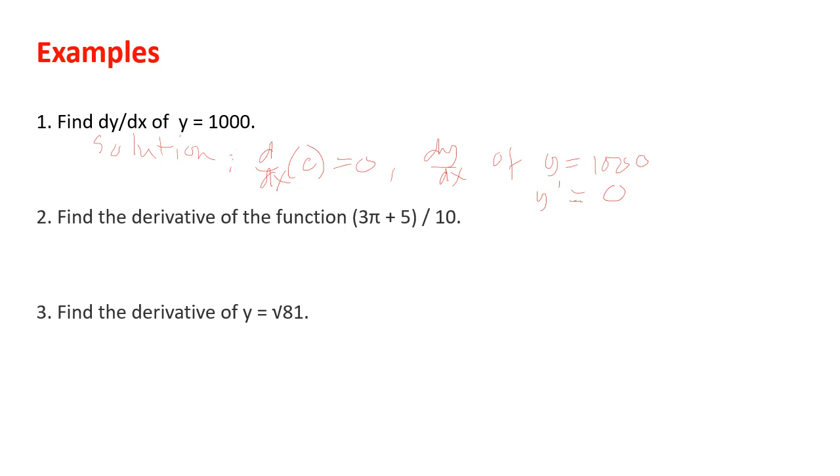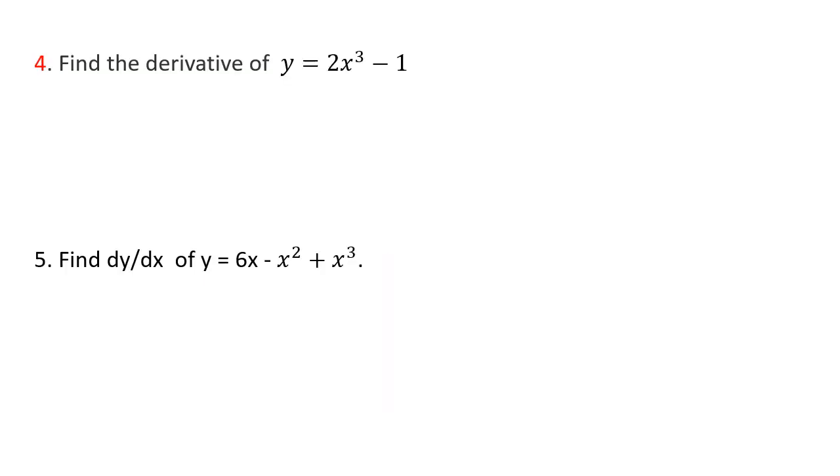For this one, derivative of the function (3 pi plus 5) all over 10. So the same thing, constant, dy over dx or y prime equals 0. This one, square root of 81. So your dy over dx, the same thing for the constant. So dy over dx equals 0. So this one is for any constant.